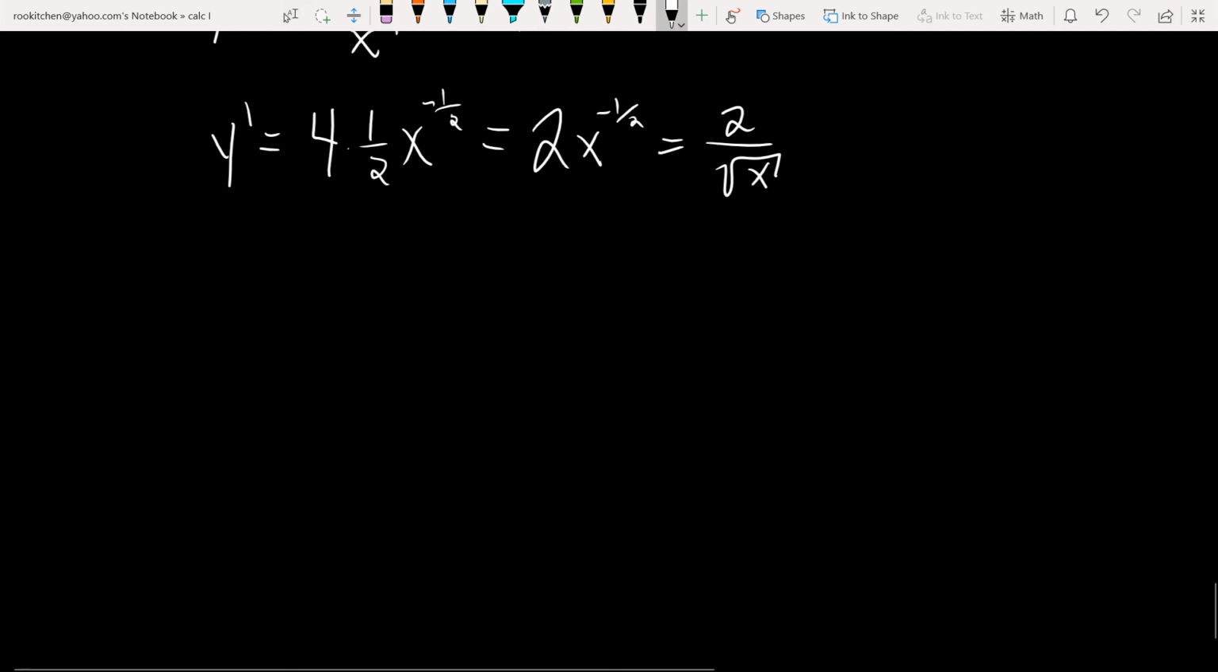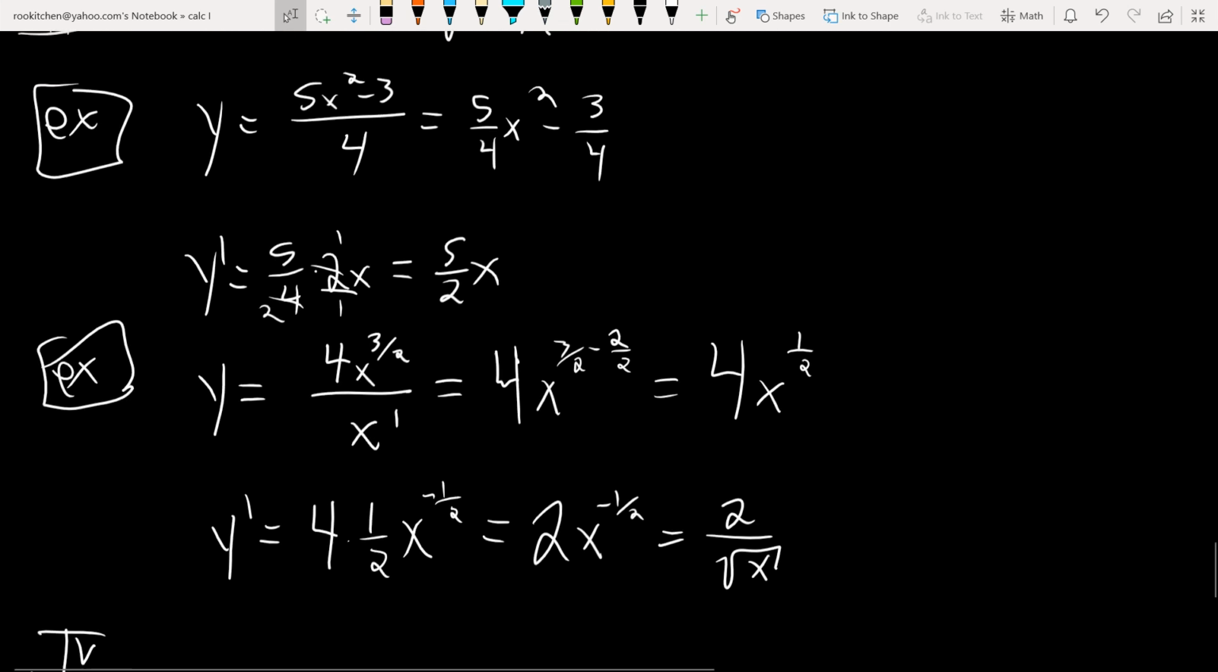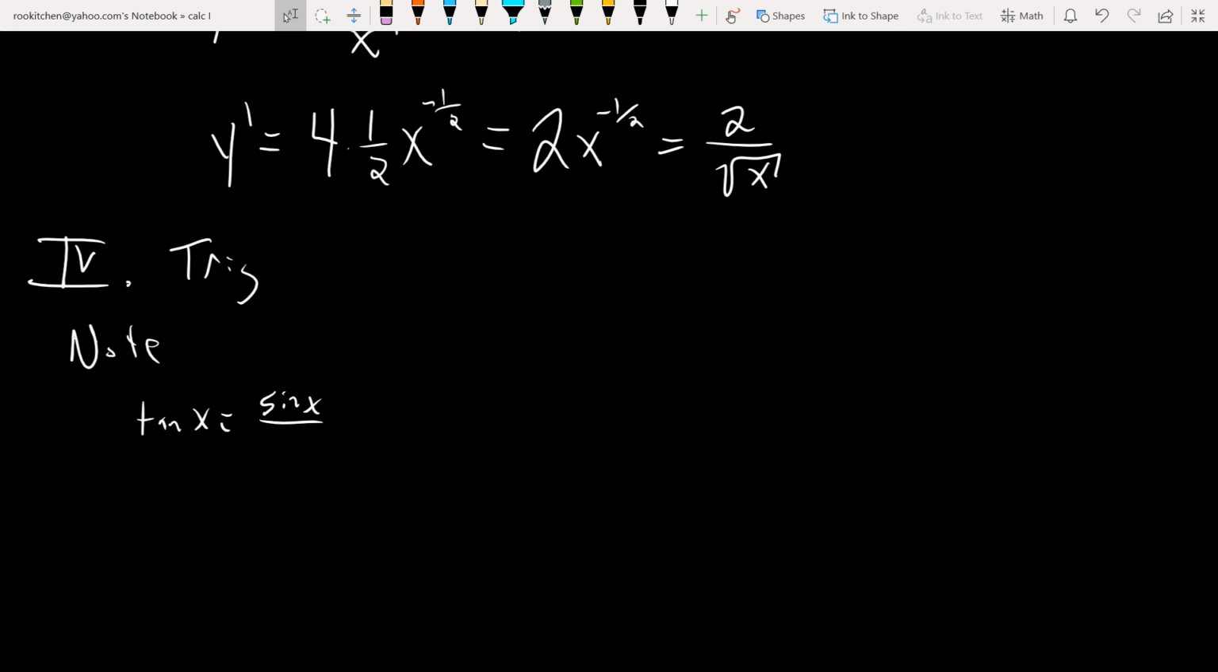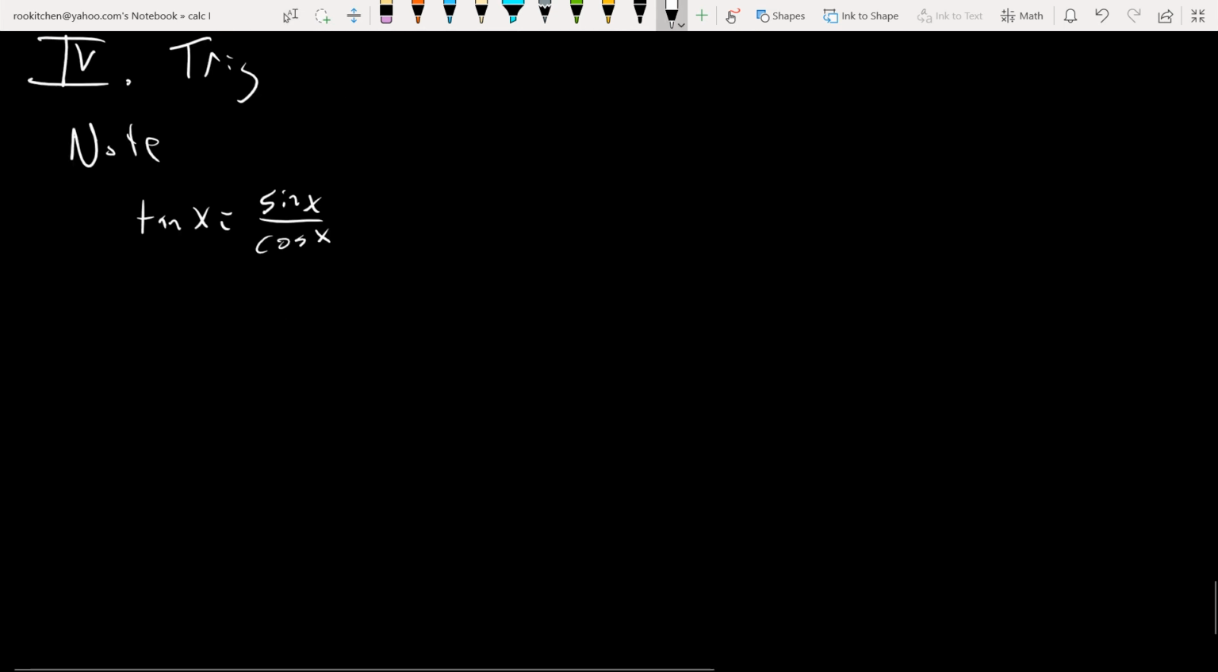Hopefully you'll figure that out on your own. Okay. Anyways, one advantage now is we can figure out the derivatives of the rest of the trig functions with the quotient rule, right? So note tangent of x is equal to sine of x over cosine of x. So we can take the derivative of that thing, right, using the quotient rule.